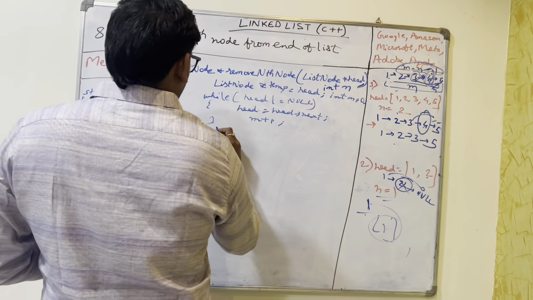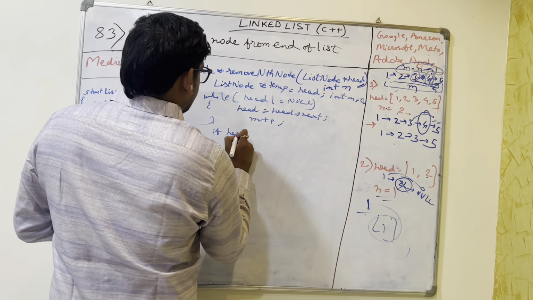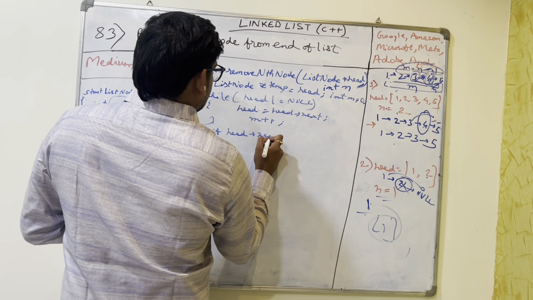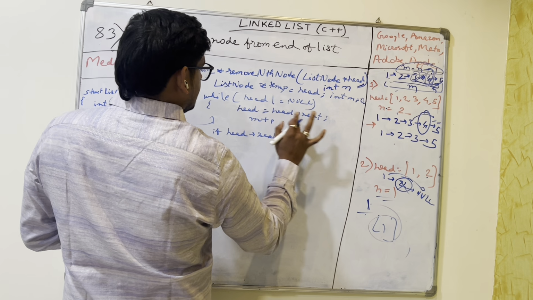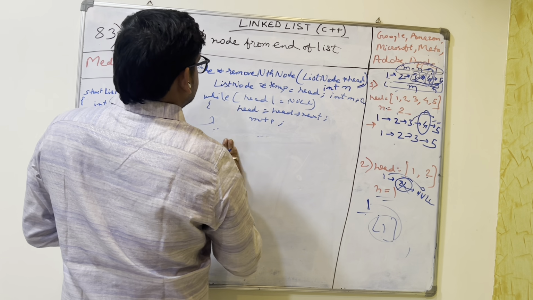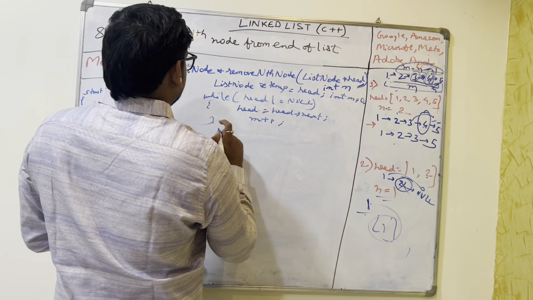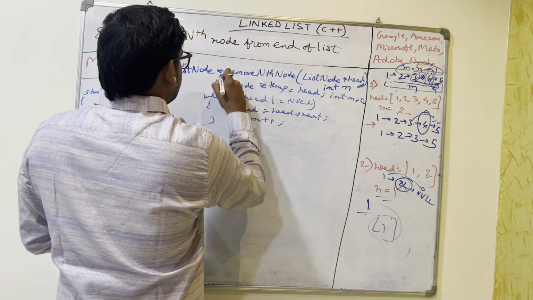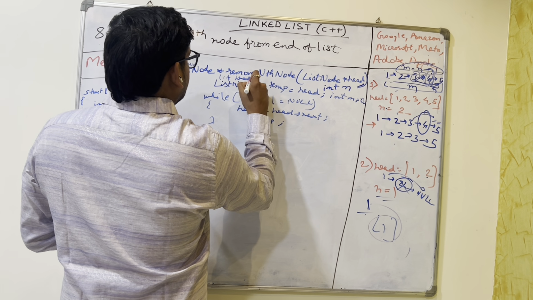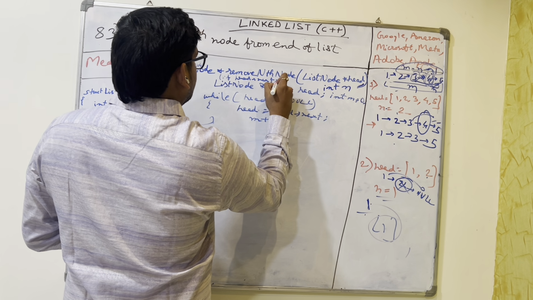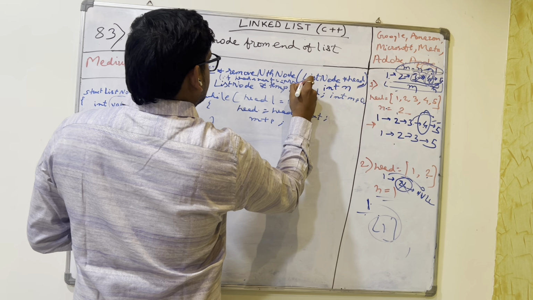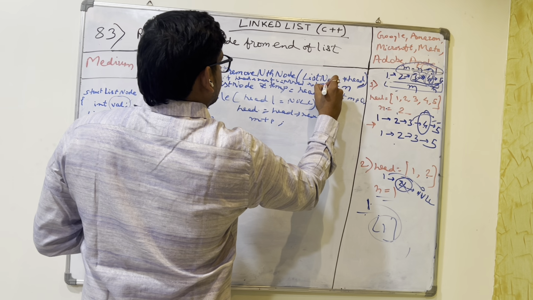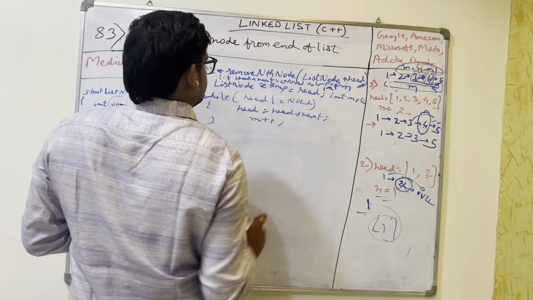So if head's next is equal to null, not head's next because head has become this, so this has to be like in the beginning. If head's next equal to null, then we return null, right? This is the condition.